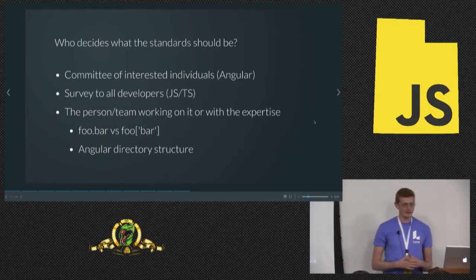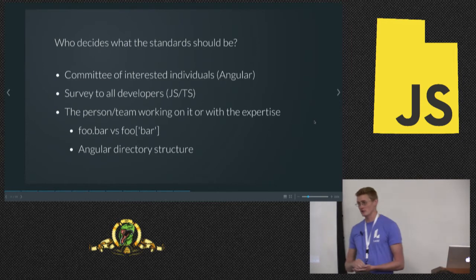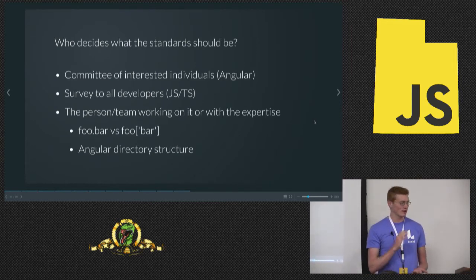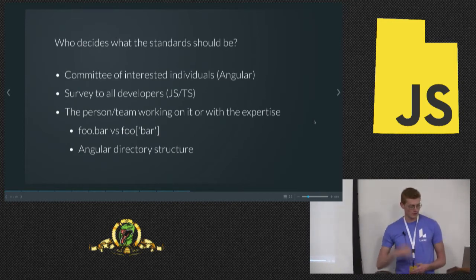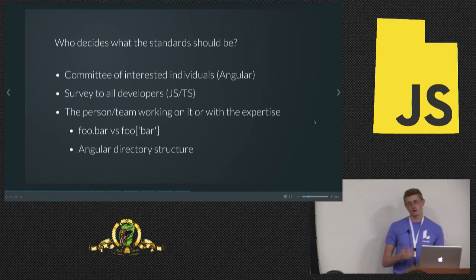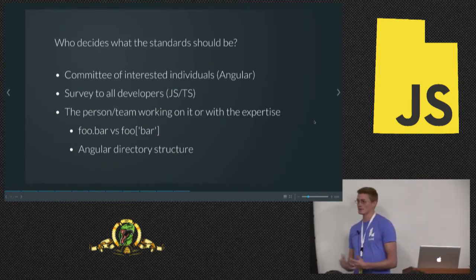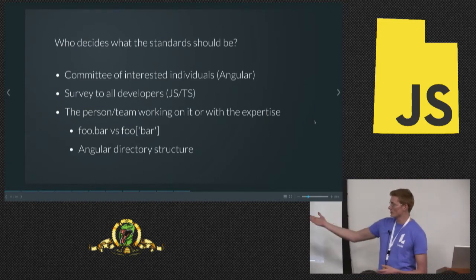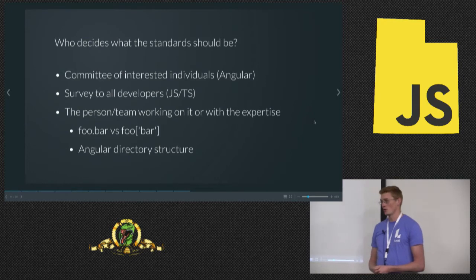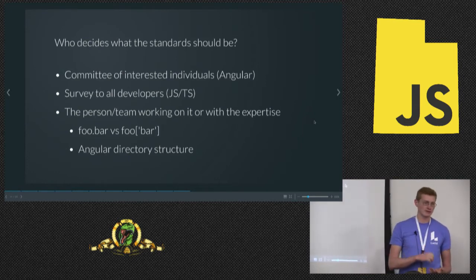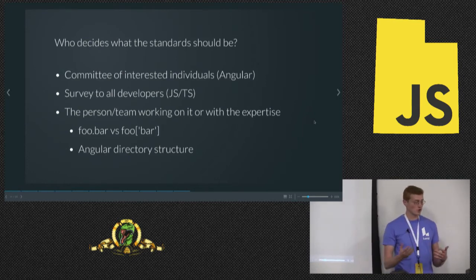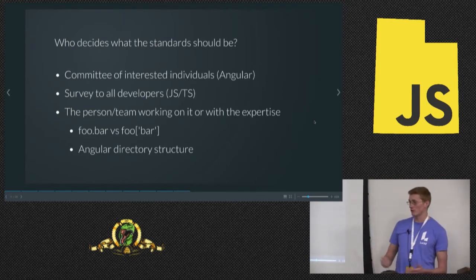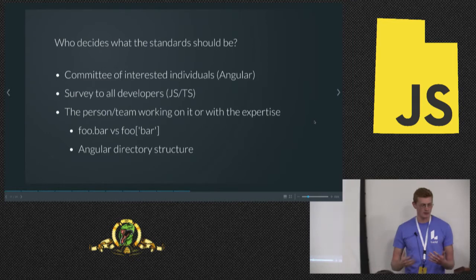And then the other way is sometimes the person or team working on it just needs to make an executive decision. This is usually when there's less opinion and more hard reasons for this. For example, foo.bar versus foo.parens.bar. Sometimes with compiling and name mangling, you have to prefer one over the other. Similarly, for Angular directory structure, there is a standard that Google recommends, and we decided to follow that standard, not really up for debate in the organization.